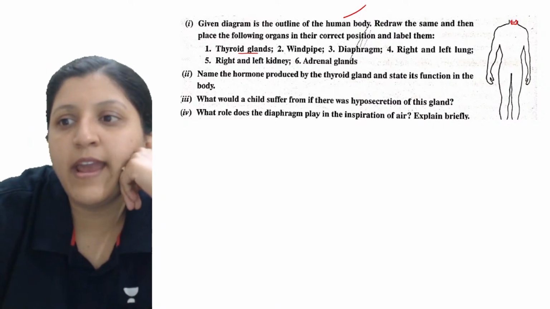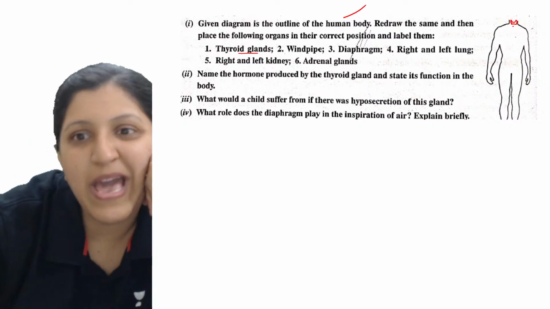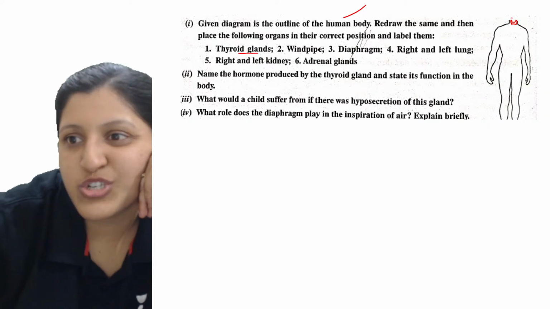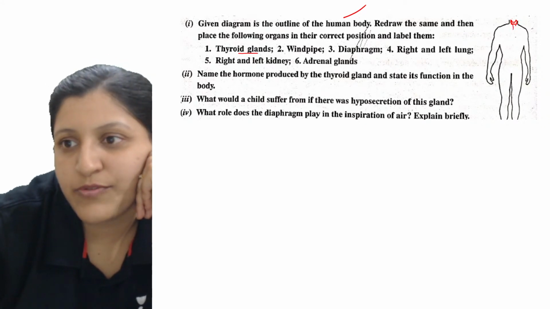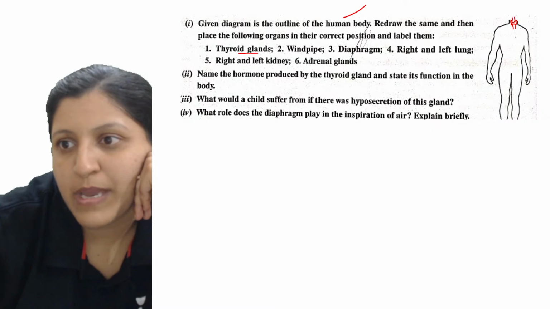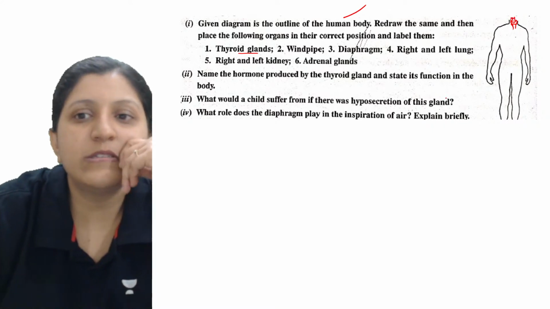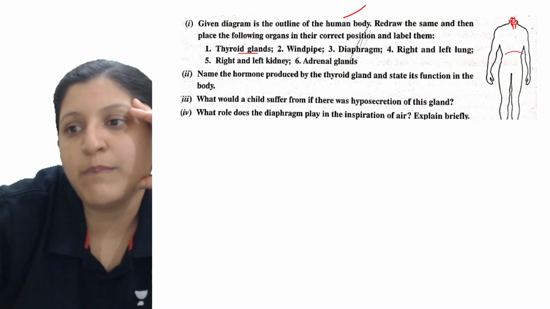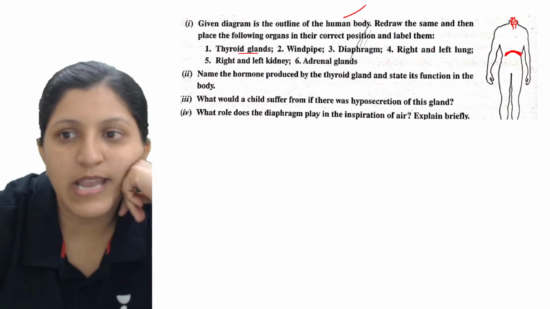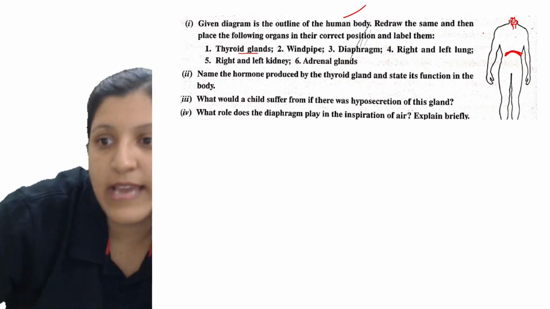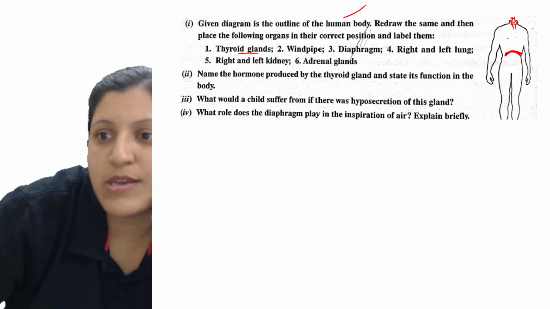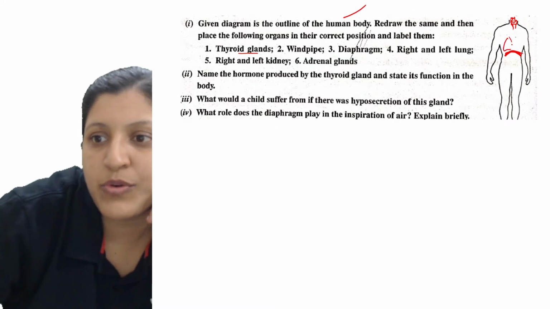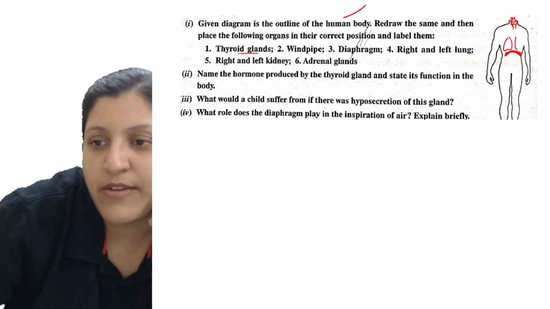And the windpipe has also been asked. You can just show the windpipe. The continuity from here is going to be the windpipe over here. So this is the windpipe. Then the diaphragm you need to show, which is separating your abdominal cavity from the chest cavity. So there is the diaphragm. The right and left lung have to be shown. There is a right side lung, and there is a left side lung which can be shown over here.